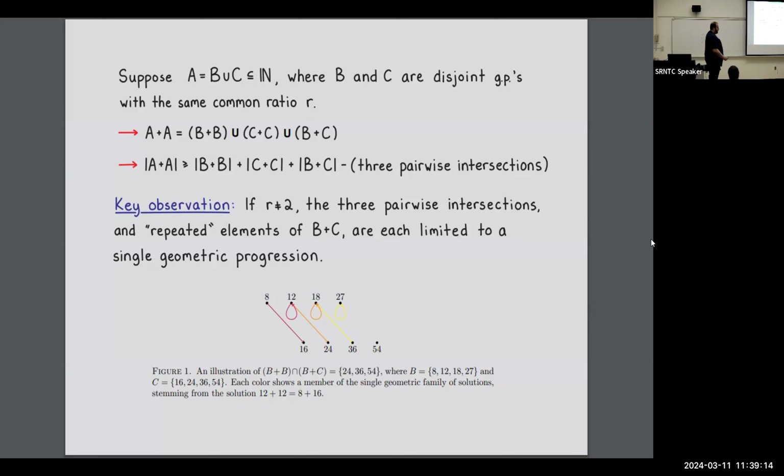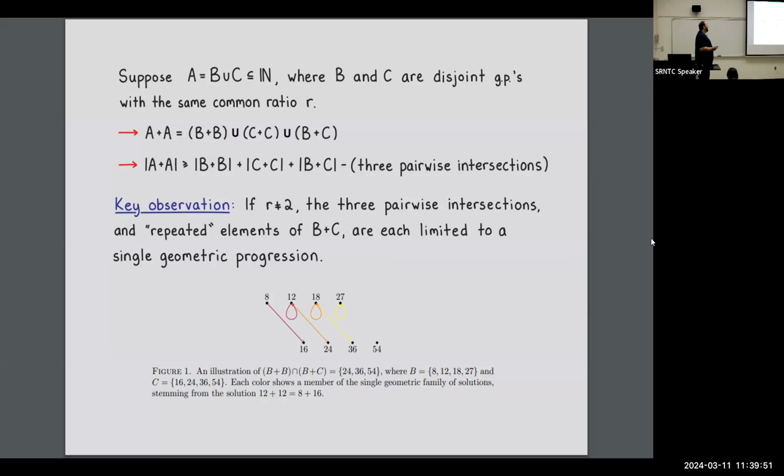So let's say you have a union of two geometric progressions with the same common ratio. By the inclusion-exclusion principle, you can get a lower bound for the size of A plus A by looking at B plus B, C plus C, and B plus C, and then subtracting all the intersections. That will give you a lower bound on the size of that set. But B and C are geometric progressions. So they're sum-sets, so you know exactly how many elements there are in B plus B and C plus C. And then you can work with B plus C and the intersections.